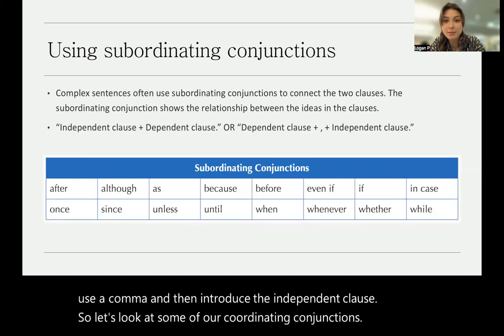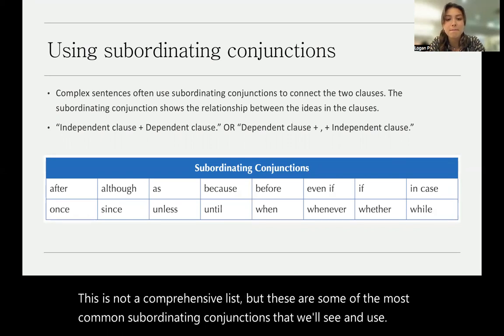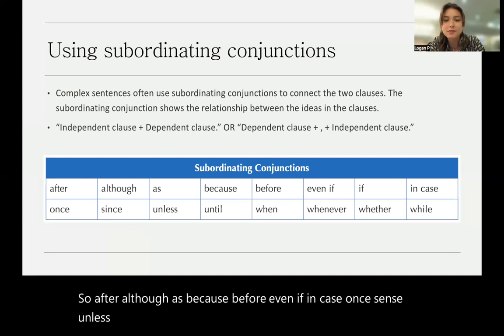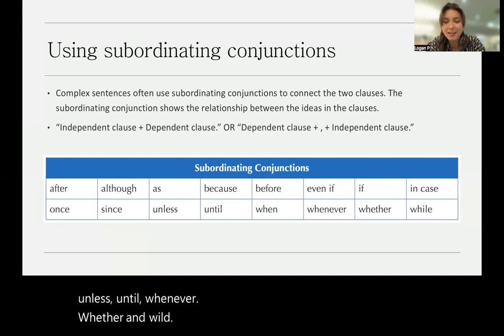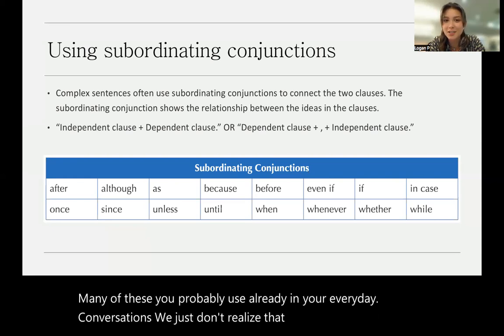This is not a comprehensive list, but these are some of the most common subordinating conjunctions that we'll see and use. So after, although, as, because, before, even if, in case, once, since, unless, until, when, whenever, whether, and while. Many of these you probably use already in your everyday conversations. We just don't realize that we're using subordinating conjunctions.